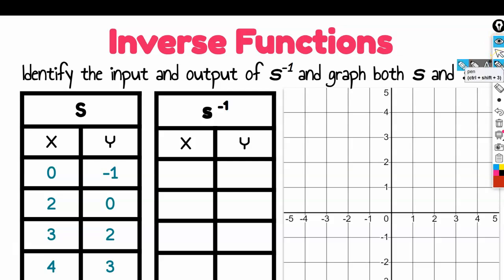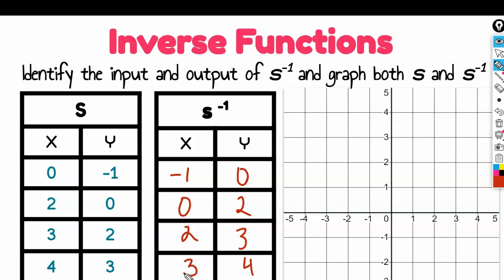All right, so the whole flipping x and y thing, just as an example. In my original problem, if I have 0, 2, 3, and 4 as my x values, in my inverse, those are going to be my y values. So 0, 2, 3, and 4. And in my original, my y values, -1, 0, 2, and 3, will be my x values for the inverse. So they literally just flip.